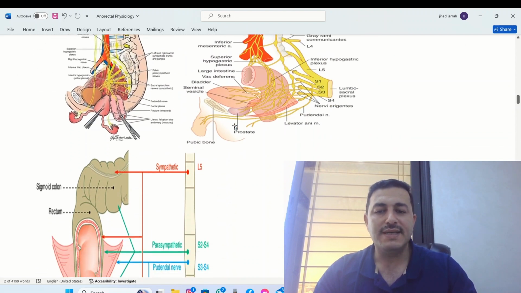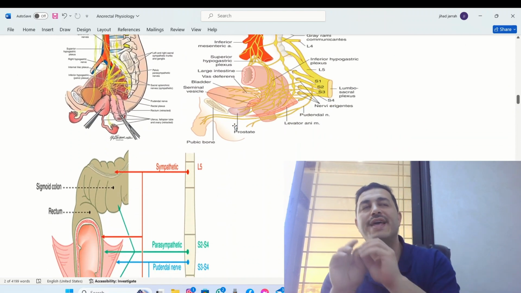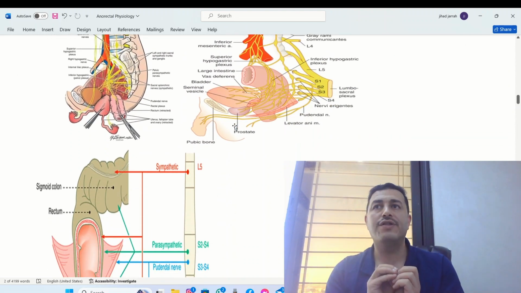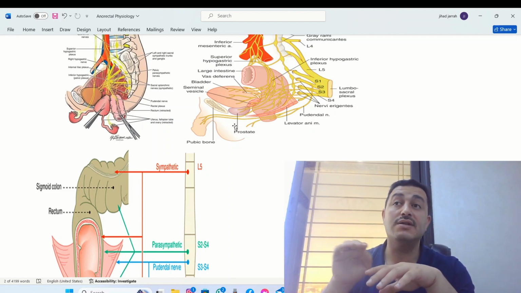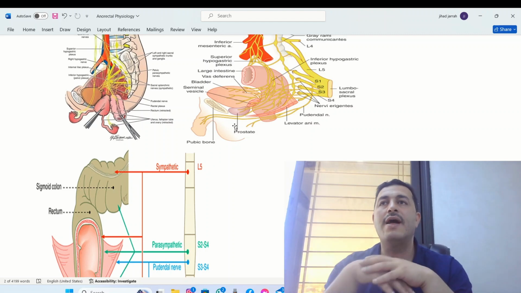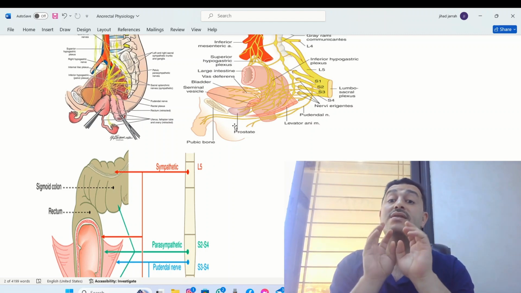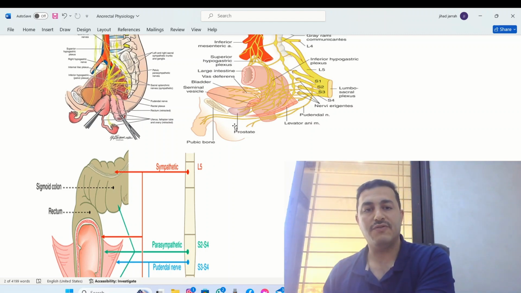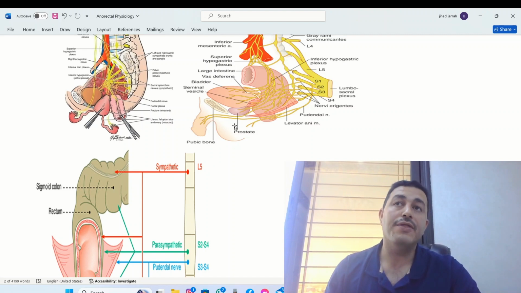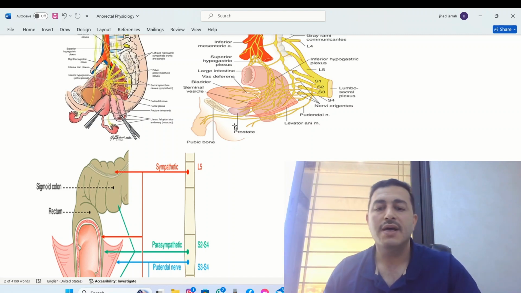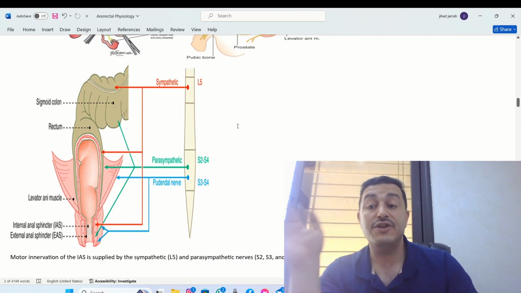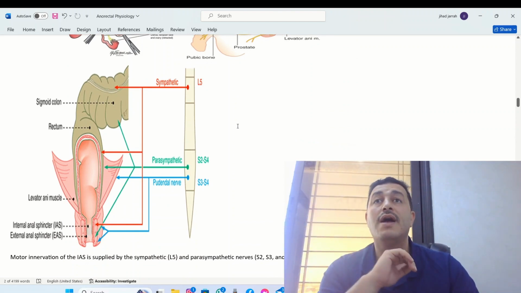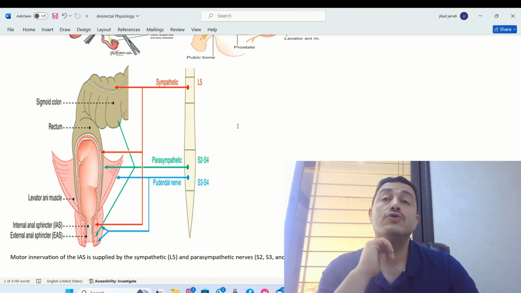Okay, if we move a little bit down, we start to talk about the external anal sphincter, or the distal anal canal. We said that the external anal sphincter goes beyond the internal anal sphincter. We start to talk about the somatic innervation, or the pudendal nerve innervation, and this is from S2 to S4, innervation to the external anal sphincter, external anal canal. It is under voluntary control.